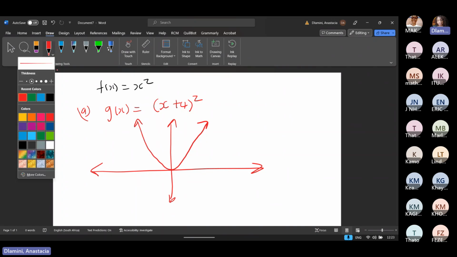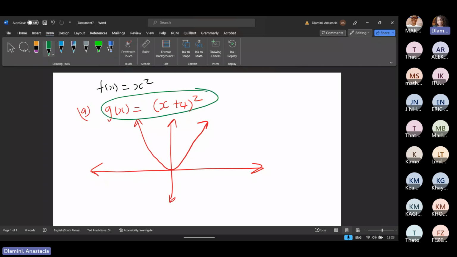You're drawing this graph over here, and then you shift it 4 units to the right. If I shift it 4 units to the right, it will be here. Do you agree? Yes, ma'am.